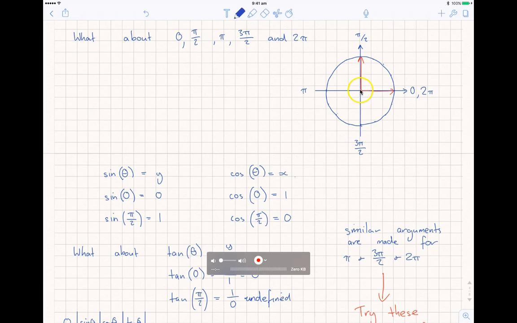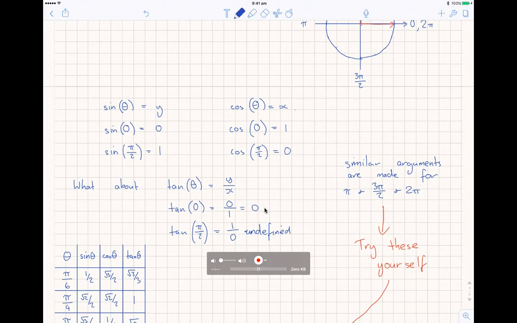Cos of 0 is the x coordinate here, so that's 1. Whereas the x coordinate for cos of pi on 2 is going to be 0. So that's where those two values come from. Similar arguments can be made for pi, 3 pi on 2, and 2 pi.